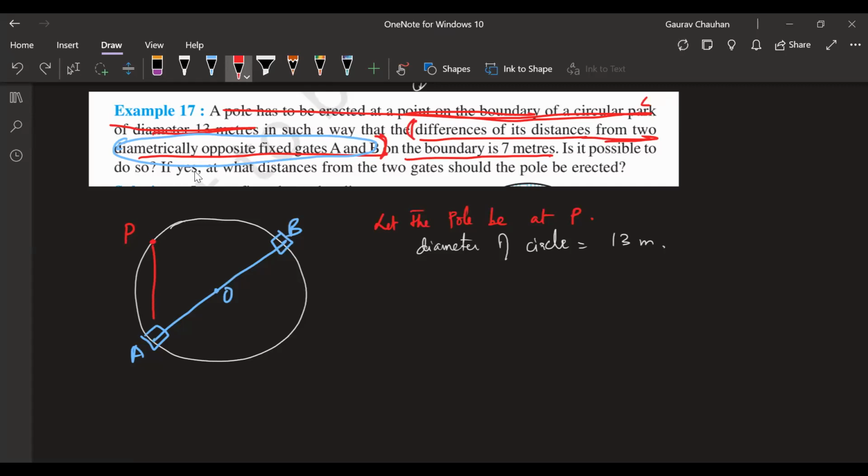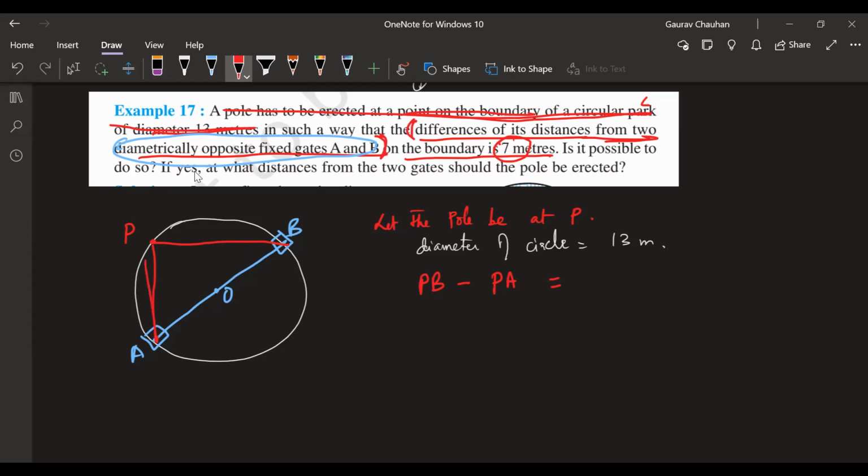Are you getting this? This will be one distance, and this will be one distance. Which one is closer? A looks closer. Maybe one is closer, other is farther. That is for sure, because there is a difference, and the difference is 7 meters. The difference of these distances, basically PB minus PA. Difference of the distances.